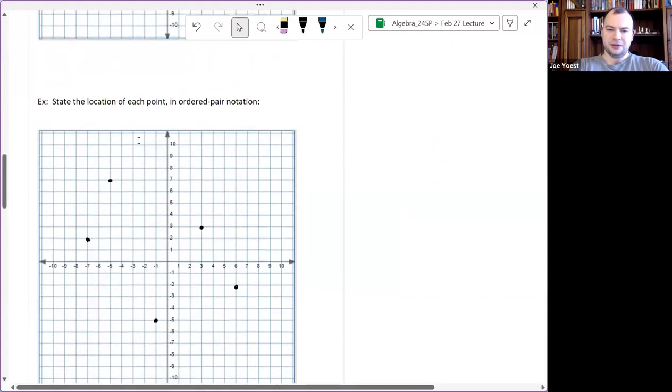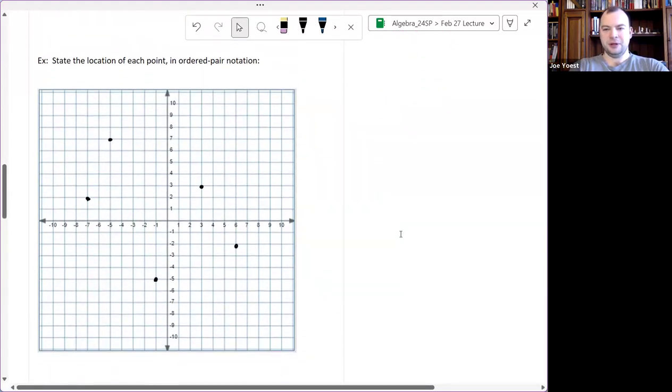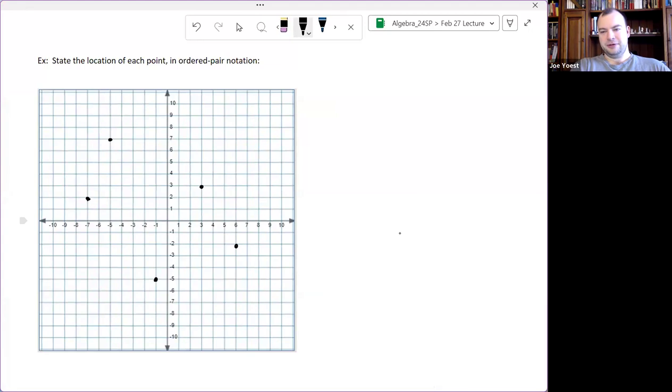Okay, so let's come down to the next example. And here again, we have our Cartesian plane with an x and a y axis. And in this case, we have 5 points drawn on the coordinate plane. And we want to go the other direction. So given a point on the coordinate plane, can we identify its location in ordered pair notation? I want to give an ordered pair for each of these.